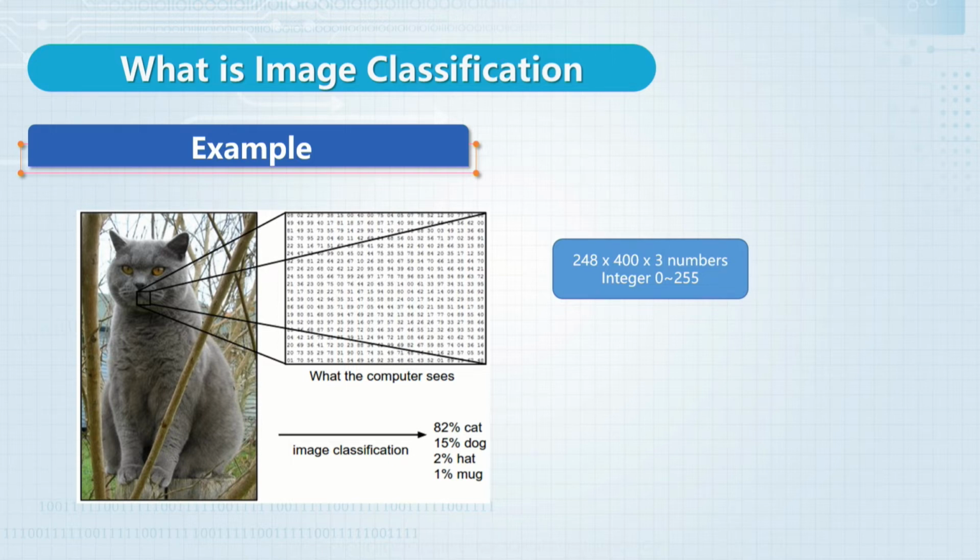Therefore, the image consists of 248 times 400 times 3 numbers, or a total of 297,600 numbers. Each number is an integer that ranges from 0 to 255. Our task is to turn these 250,000 numbers into a single label, such as cat.